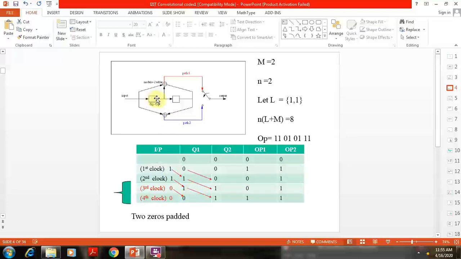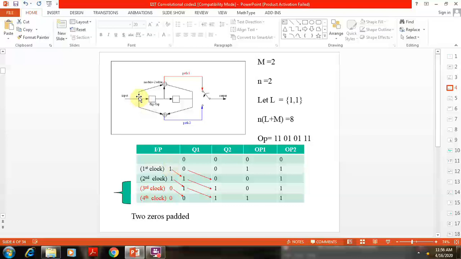So let's assume that your system is at rest. The output of this flip-flop is 0, the output of this flip-flop is 0, and then the final outputs from the convolutional encoder are also 0. So initially everything is at rest. Now I am applying the first message bit, which is 1.